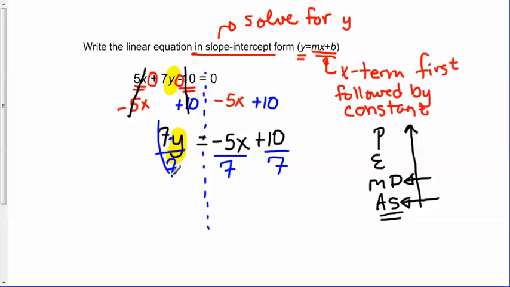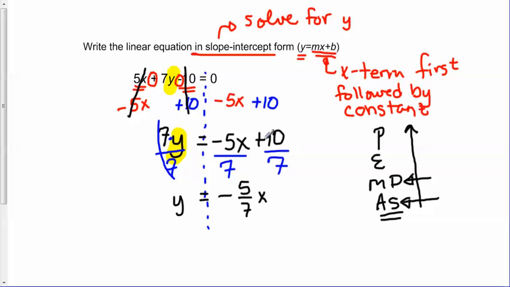So these 7s are going to cancel out on the left side over here, and I'm just going to be left with my y. Now the right side isn't going to tidy up very well. We're going to have some fractions, but that's okay. Negative 5x divided by 7. Well, a negative divided by a positive is going to give me a negative. And 5 over 7 doesn't simplify, we would just leave that as the fraction 5/7 x.